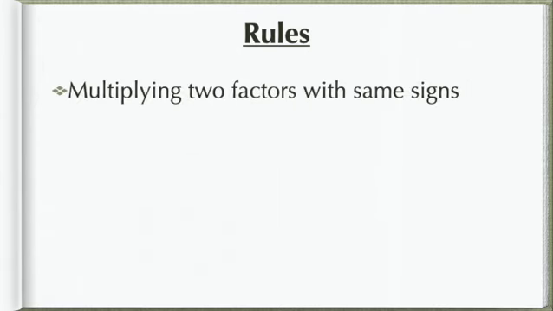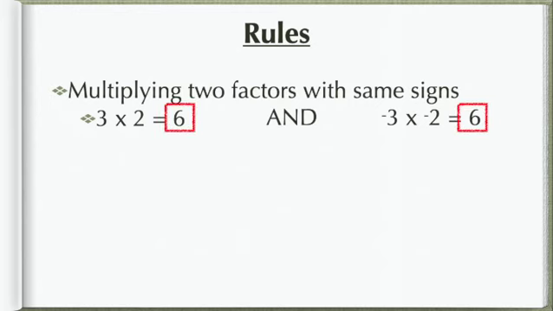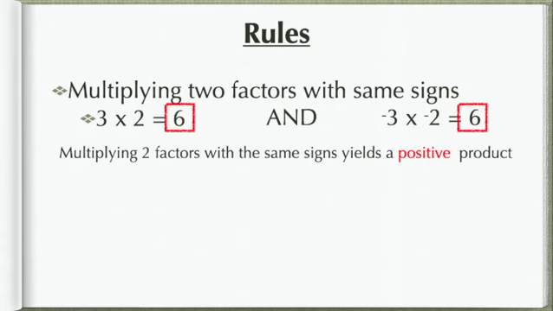Rule number 1, if you're multiplying two factors with the same signs. So if you have 3 times 2, they have the same sign, they're both positive. That's positive 6. And if you have negative 3 times negative 2, those are both negative, they have the same sign, so it's positive 6. So one rule you could think of is multiplying two factors with the same signs yields a positive product.